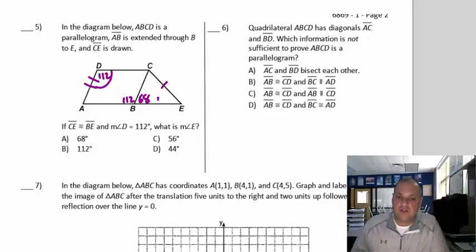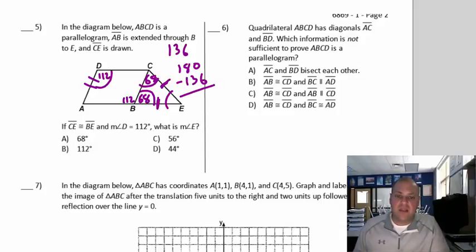Now, this is congruent to this. So see this triangle BCE? That's an isosceles triangle. If this side is congruent to this side, then this angle is congruent to this angle, which means this must be 68. And if those are both 68, they add up to 136. Angle E must be whatever's left over because three angles of a triangle add up to 180. So we're going to do 180 minus 136, and that's going to give me 44. So it's going to be choice D on that one. So number 5 is choice D.